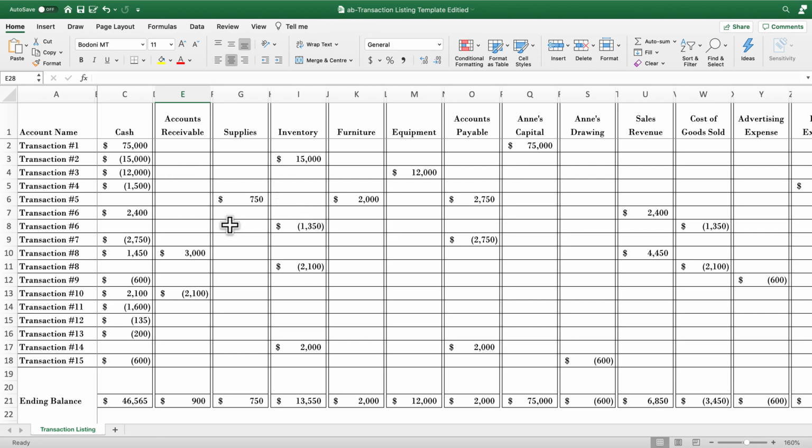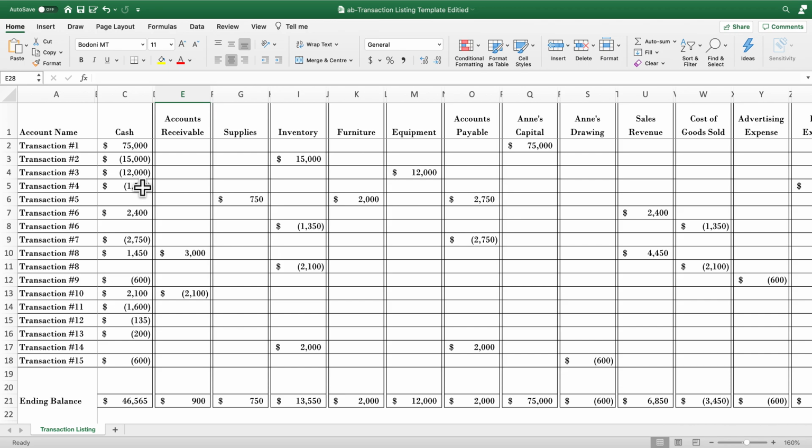So then we go to transaction number 3, and we see that Anne purchased display equipment for $12,000. So we have our equipment increasing by $12,000. That's our debit. And we have our cash account decreasing by $12,000, which is our credit.